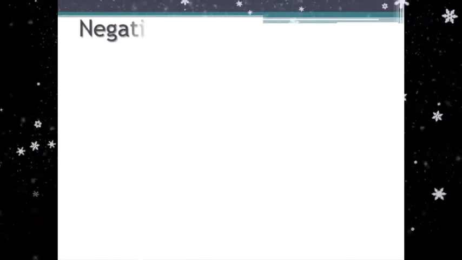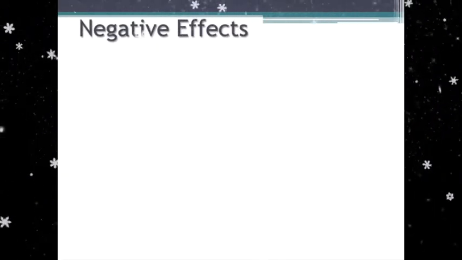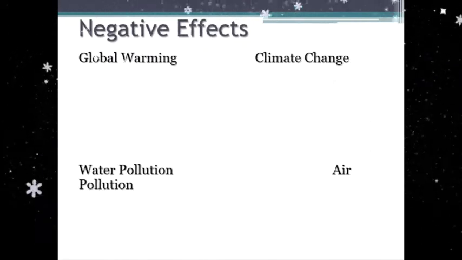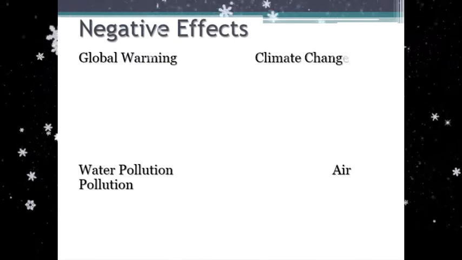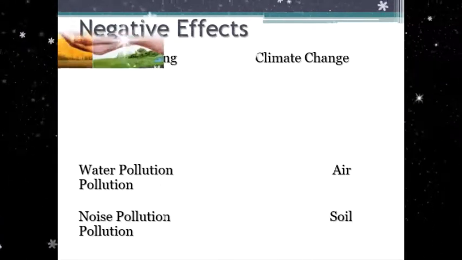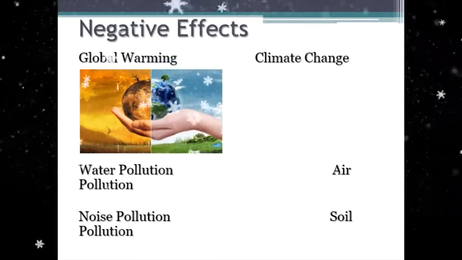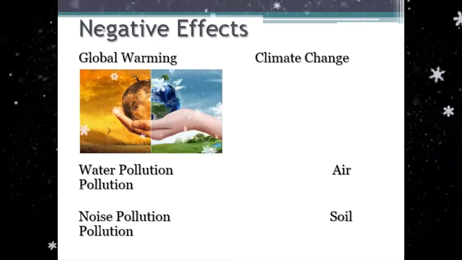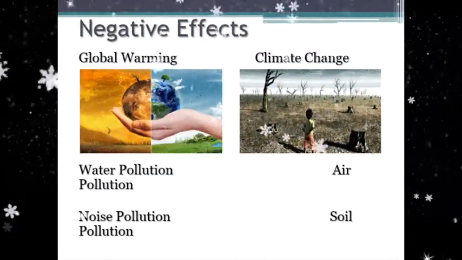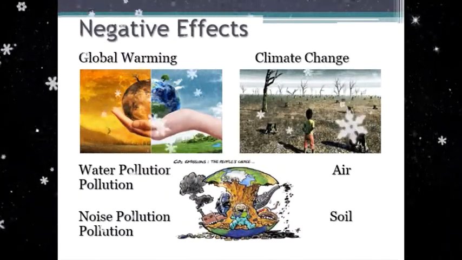Next are the negative effects. What are the negative effects? First, global warming and climate change. And then water pollution and air pollution, noise pollution and soil pollution. First is global warming. What is global warming? The warming of the surface of the earth. And climate change is the changing of the climate itself. The water pollution as well as the air pollution.